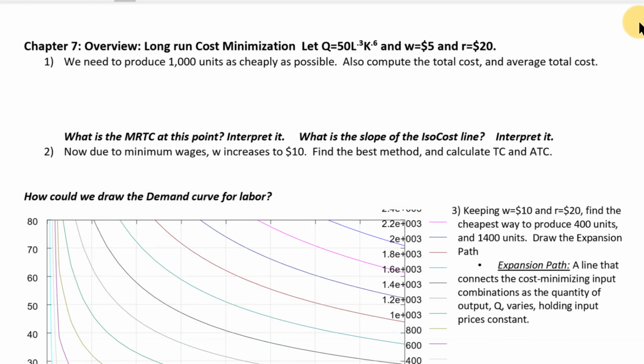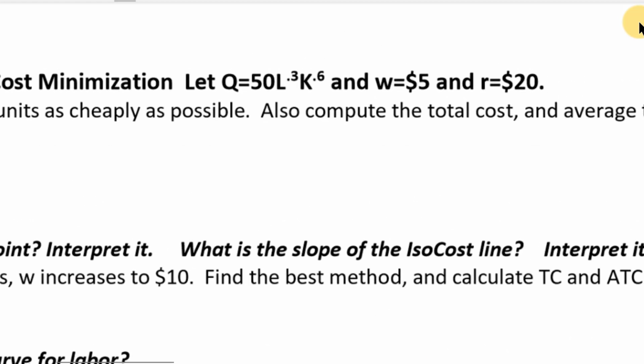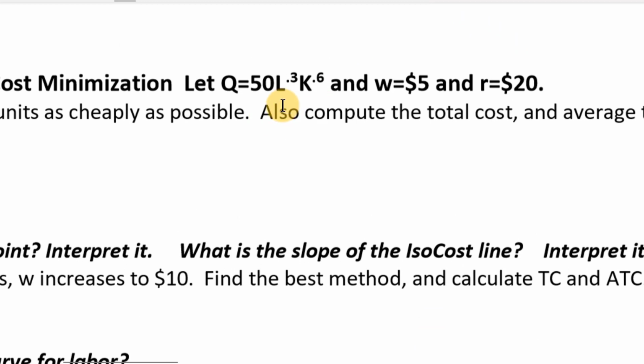Let's, at the very beginning, get a visual, graphical way of understanding what we're doing here. Let's look at our production function that we're going to be using today. So we're going to be looking at Q equals 50L^0.3 times K^0.6. So a Cobb-Douglas production function here. And let's assume that the cost of labor, the wage, is $5 per unit, and the cost of capital is $20 per unit to start.